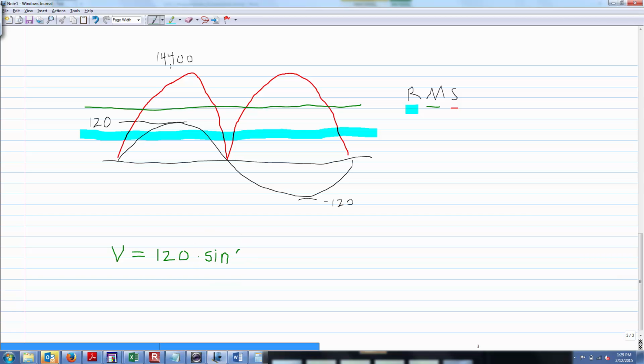So is 120 in this the peak value then? Yes. Okay, that's why, oh, that's wrong. Okay. Well, I turned it in, but you know, whatever. Okay.